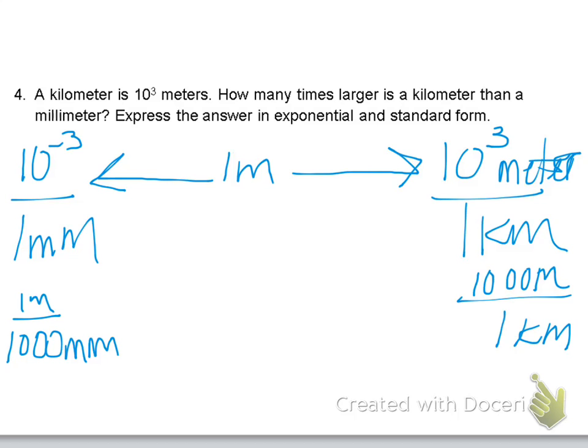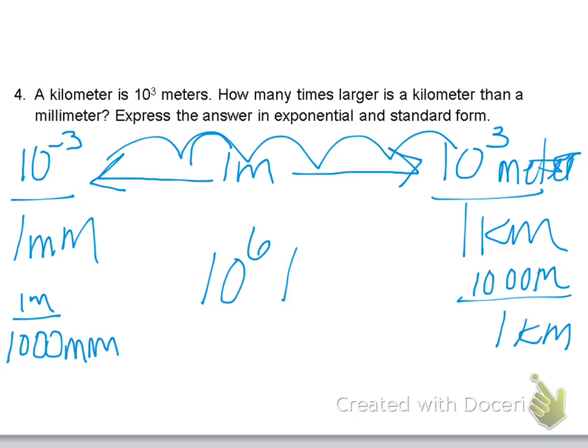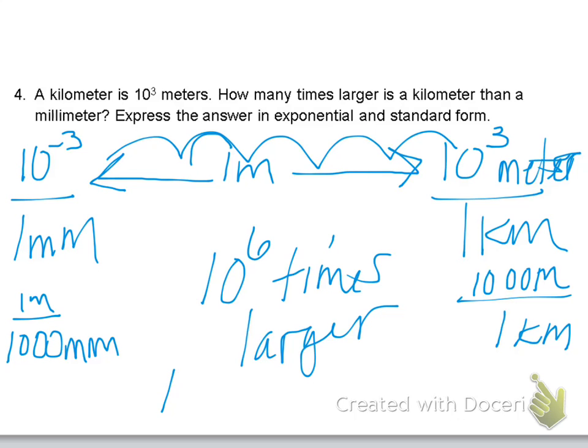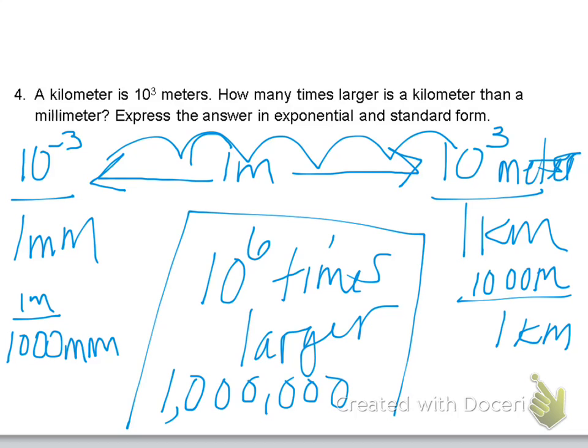So if we look at how much is in between these, there are 6 spaces in between them, so it's 10 to the 6th power times larger. 10 to the 6th power is also 1 million times larger, because the question asked us to put this in exponential and standard form.